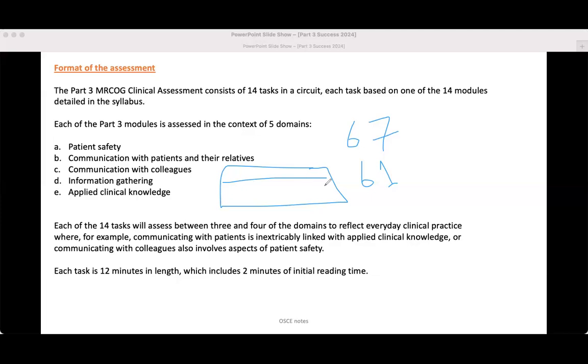For patient safety, reached the standard. Communication with colleague, reached the standard. Communication with patient, reached the standard. Sometimes, for example, applied clinical knowledge did not reach the standard. The question here: can I miss a module or fail in a module but pass the exam? What do you think, guys?